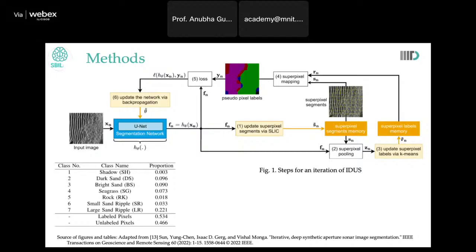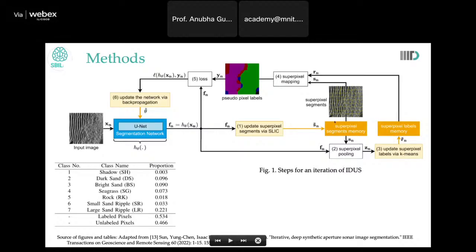So now let's look at the architecture. This is the input image. First, they put a UNet kind of architecture, so you can have an already pre-trained UNet. And then whatever outputs come out of the UNet segmentation network, they use a superpixel algorithm on top of that. They make some superpixels and store those superpixels in memory. Then they do k-means clustering of these superpixels and update the superpixel labels in the memory. So similar superpixels they will combine and update this memory.